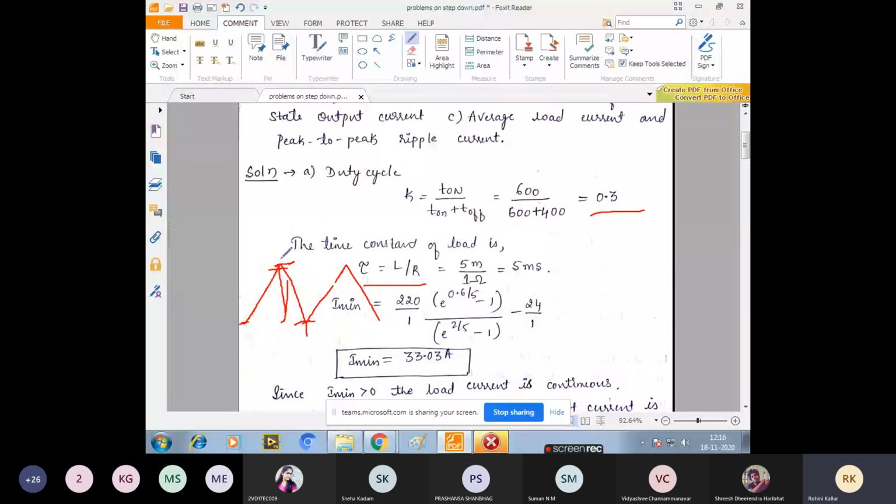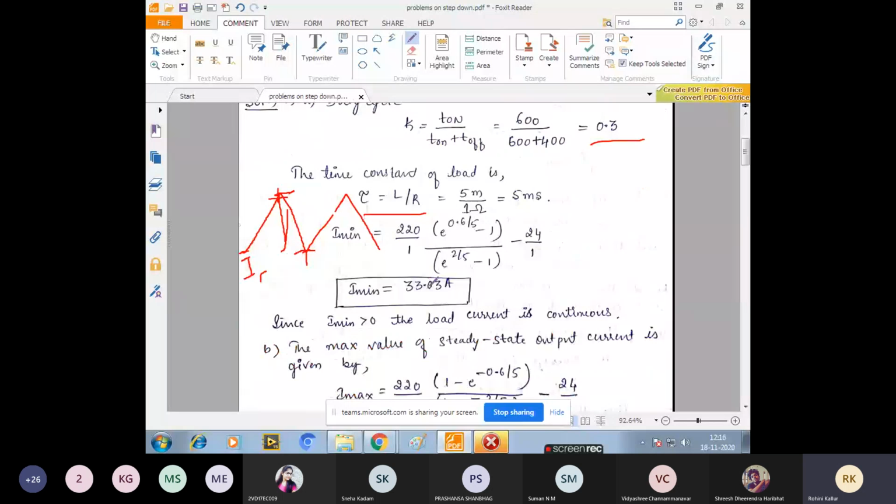So the current reduces from capital I2, the maximum value, to the minimum one, and by the time it reaches capital I1 here, you have an arrangement such that the device is in the on condition. At that time you will get a continuous current. The other means to check whether the load current is continuous is to calculate this I minimum equation, your equation number 7 of step down chopper with RL load. Whenever I calculate this value, if it is positive or greater than 0, then the load current is assumed to be in the continuous mode.